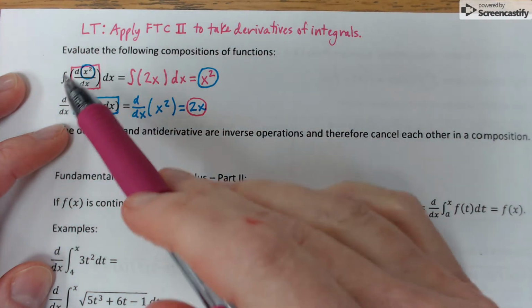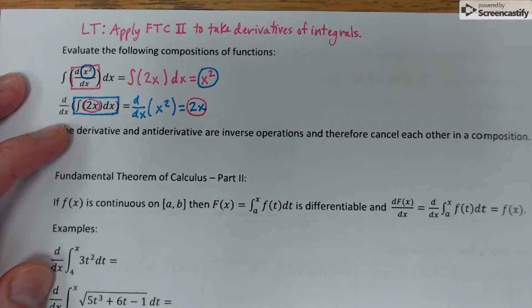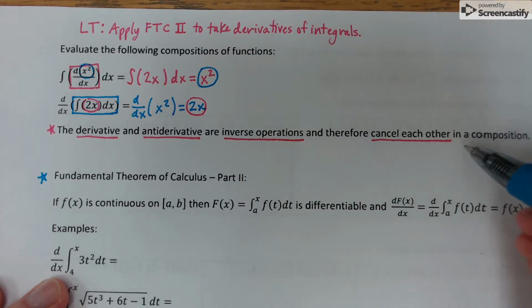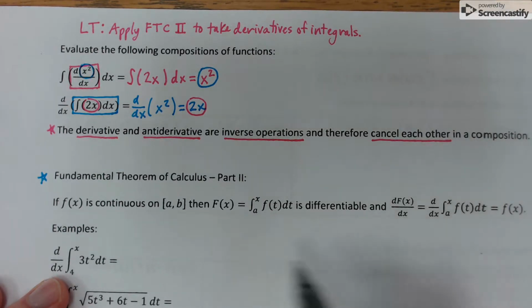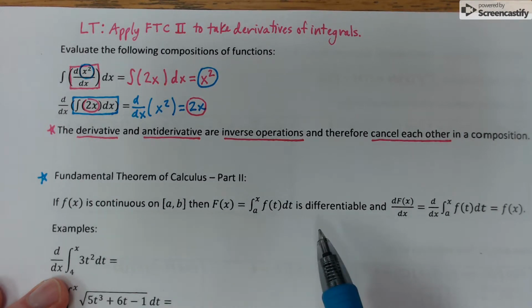And I hope that both of those prove to you that when you combine an integral and a derivative, no matter which way you combine them, they will always cancel each other out as inverse operations. So here's a nice summary of what we just discovered. And that's basically what part 2 of the fundamental theorem of calculus is saying. It just uses a lot more notation to get us there. So let's dissect what this is saying.